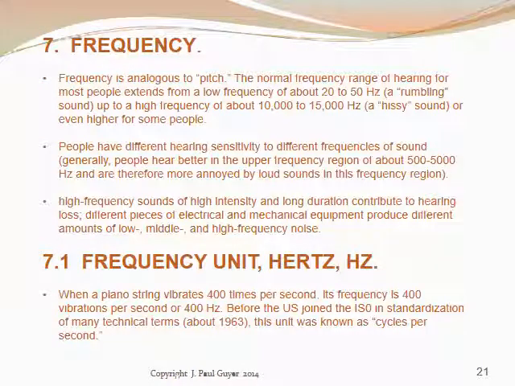Frequency is analogous to pitch. The normal frequency range of hearing for most people extends from a low frequency of about 20 to 50 hertz, a rumbling sound, up to a high frequency of about 10,000 to 15,000 hertz, a hissy sound, or even higher for some people. Frequency characteristics are important for the following 4 reasons. People have different hearing sensitivity to different frequencies of sound. Generally, people hear better in the upper frequency region of about 500 to 5,000 hertz and are therefore more annoyed by loud sounds in this frequency region.